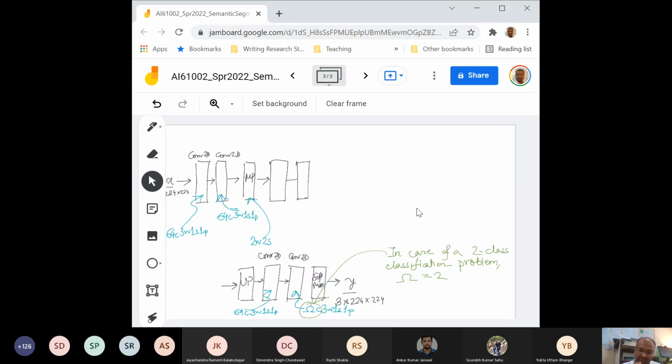So in case of a 2-class classification problem, this capital omega becomes equal to 2. In case of a 3-class classification problem, this capital omega is going to become 3, and so on and so forth. This is how it goes.